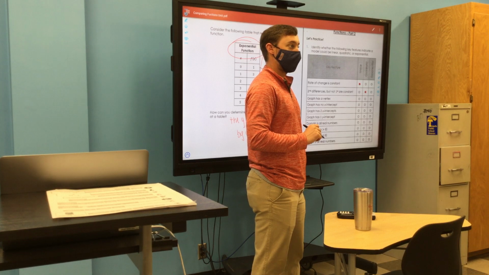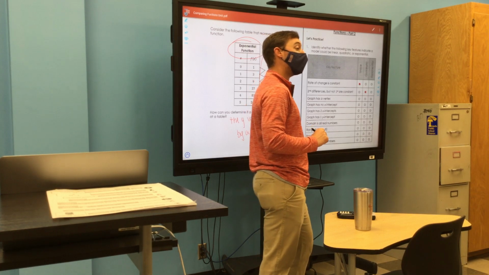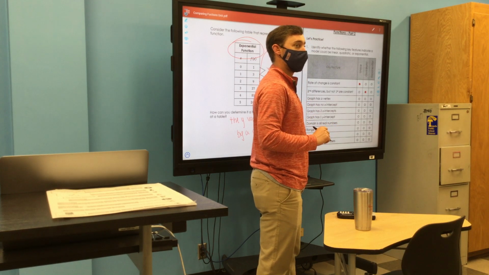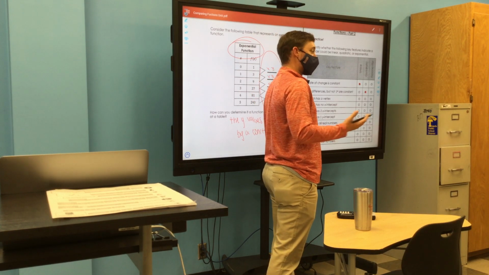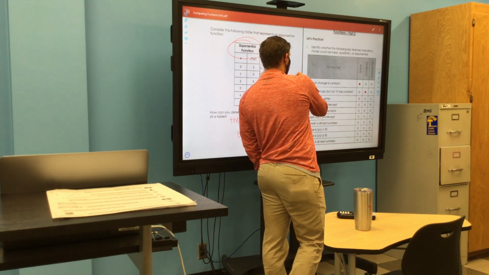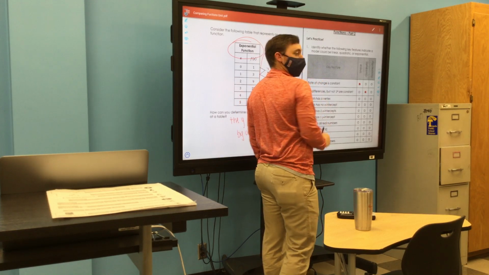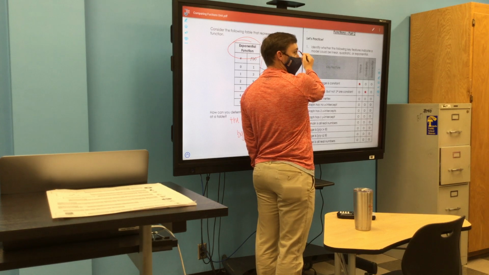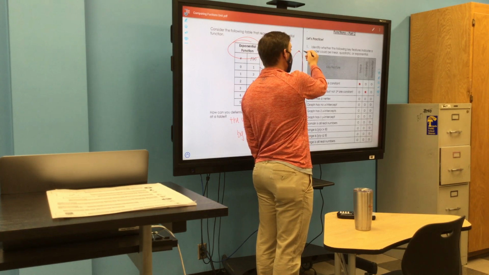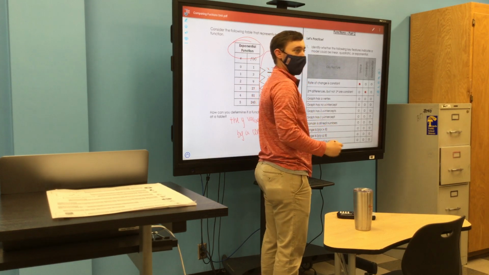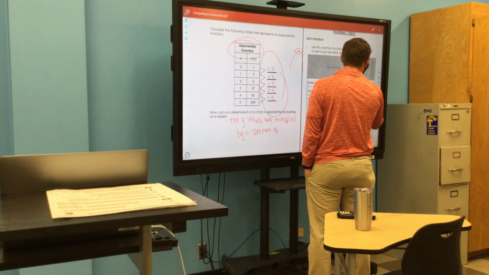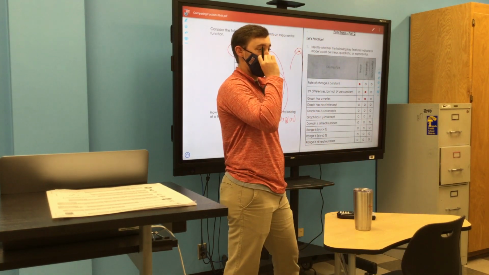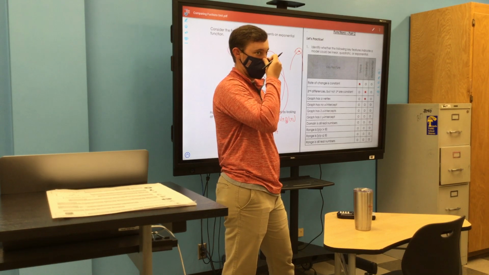What do we think? Which one has a vertex? Y'all don't know? We talked about it. What type of function is this? Quadratic. What is this? Your vertex. Okay, it's also a maximum, right? Quadratic is the only one that has a vertex. Okay, the only one that has a vertex.